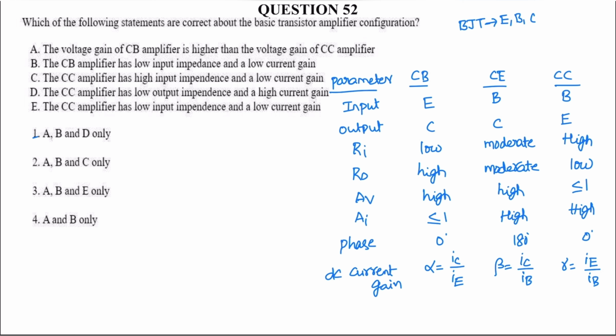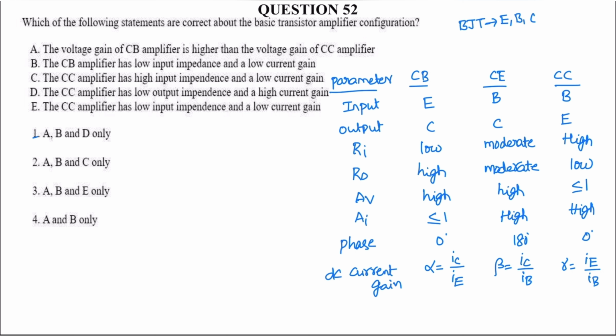In common base configuration, input is emitter, output is collector. Similarly, in common emitter configuration, input is base, output is collector. In common collector configuration, input is base, output is emitter. The input resistance of common base is very low compared to all the 3. Input resistance of common collector is very high compared to the remaining common base and common emitter. The voltage gain for common collector is less than or equal to 1. The current gain of common base is less than or equal to 1.